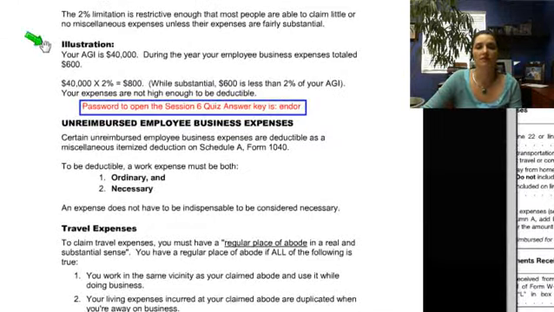And here's an illustration. Your adjusted gross income is $40,000, and during the year, your employee business expenses totaled $600. If you take your income and multiply that by 2%, $40,000 times 2% is $800. So while substantial, $600 is still less than 2% of your adjusted gross income, and this means that your expenses are not high enough to become deductible for you.